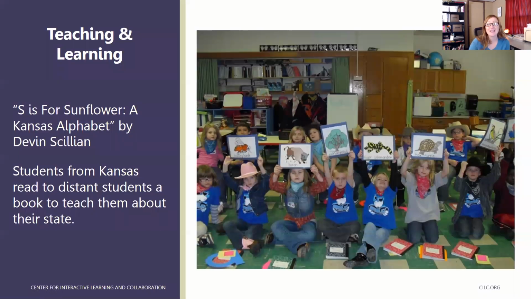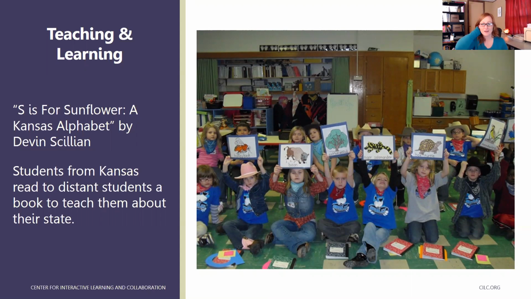And then this class, I thought they did a really neat thing. They read the book S is for Sunflower, A Kansas Alphabet, by Devin Sicilian. That book is basically an overview of Kansas and Kansas items. The kids read it to the other class, and they did a lot of prep work as well.